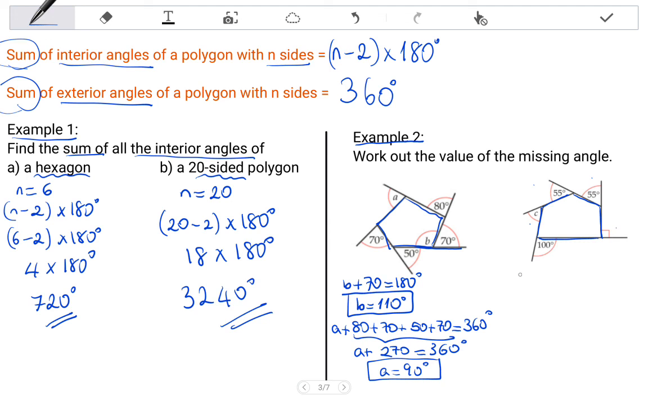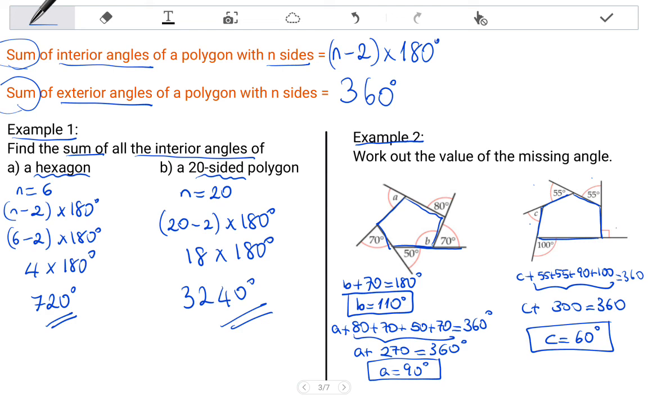Altogether, they must be 360. So C plus 55, 55, 90, and 100 must be 360 degrees. So when you add all these values, they make 300. So C plus 300 is 360. Simply, the value of C is 60.